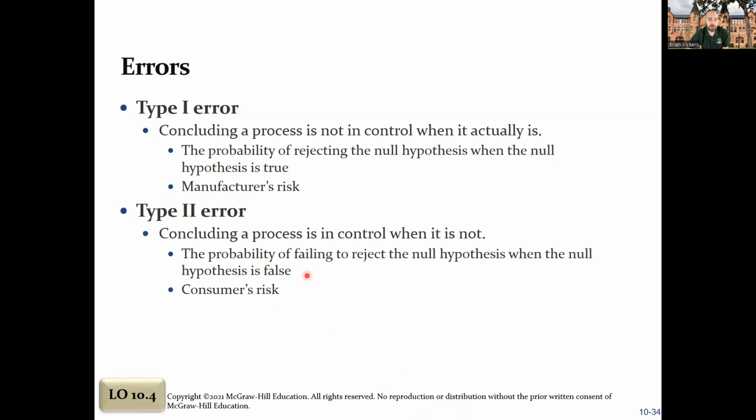Type 2 errors, however, tend to be more costly, and this is when you say the process is in control, the product is not defective, right? However, it really is defective, right? So you think it's in control, but it's not in control. And the probability here, what could happen here is that you send out a defective good.